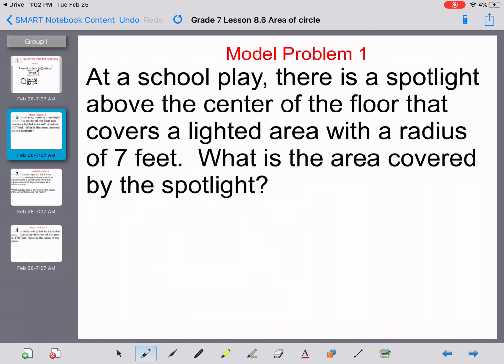The first problem. At a school play, there is a spotlight above the center of the floor that covers a lighted area with a radius of 7 feet. What is the area covered by the spotlight? Take a second to copy down the question.